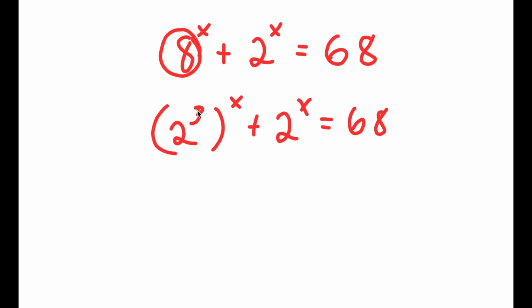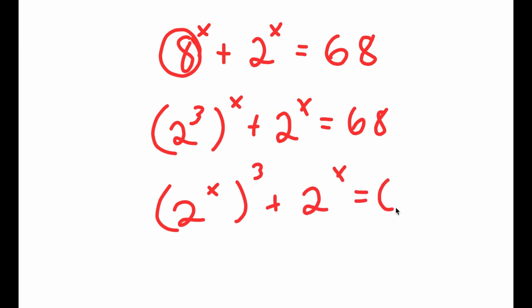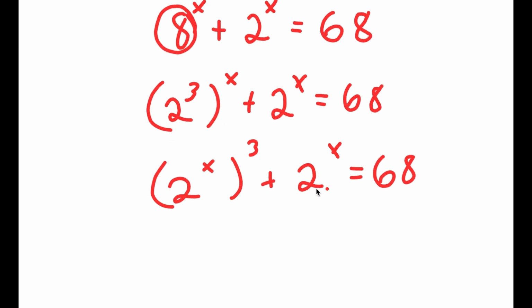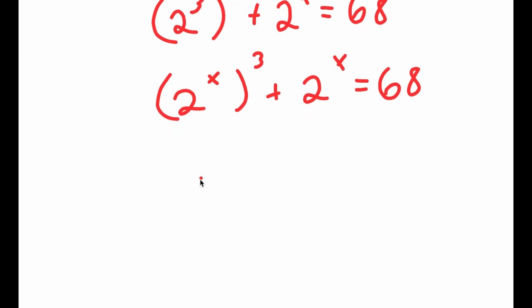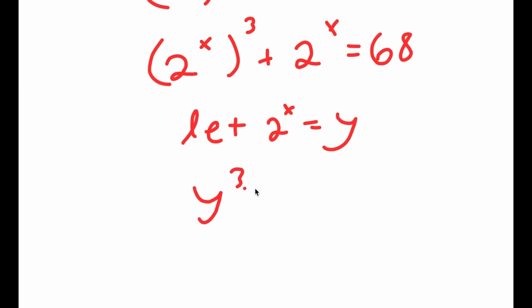And I can actually switch the places of the 3 and the x. So this is the same thing as (2 to the power of x) to the power of 3 plus 2 to the power of x is equal to 68. Now, I'm going to let 2 to the power of x equal to the variable y. So now I have y to the power of 3 plus y is equal to 68.